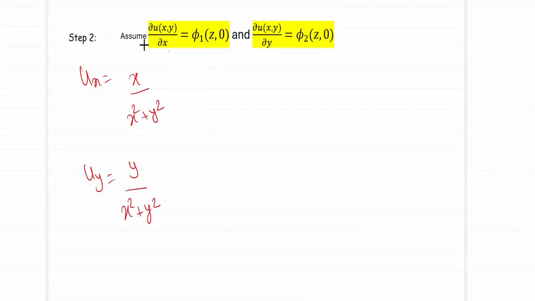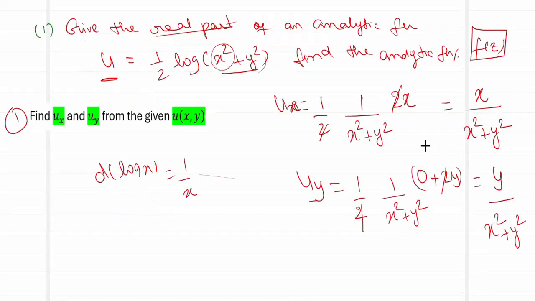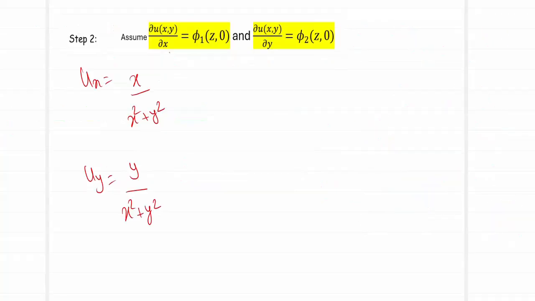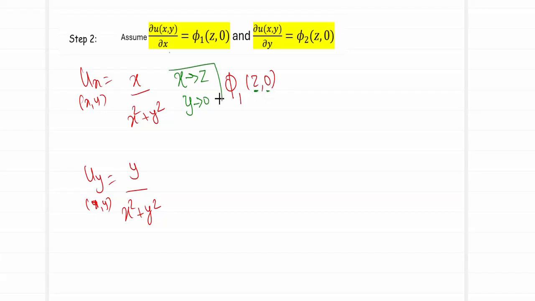In my step 2, I assume ux to be phi 1 of z comma 0 and uy to be phi 2 of z comma 0. What we have computed in our step 1 as ux and uy, x by x square plus y square and y by x square plus y square. We notice that both of them are going to be functions of x and y. But now what we require is going to be function of z comma 0, which means what I will have to do is wherever I have x, replace it with z, and wherever I have y, replace it with 0. X, y, z, 0. So this is my working rule.